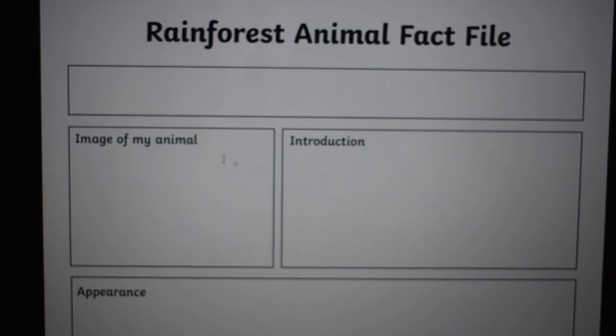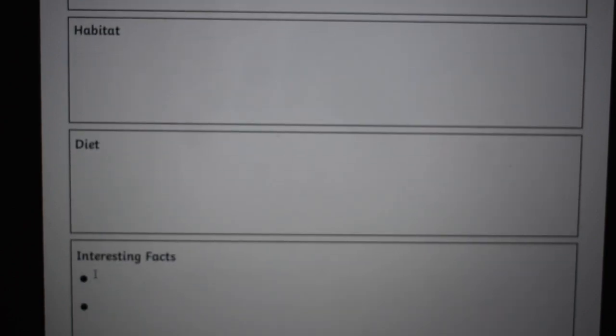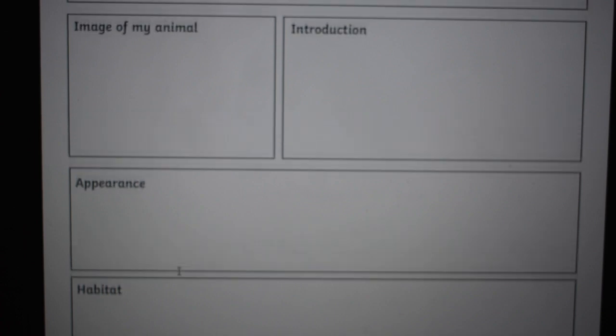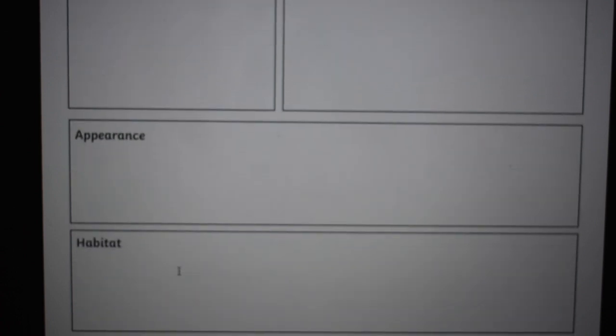So you've got image of my animal, introduction, appearance, habitat, diet, and interesting fact. And we've got 2 bullet points here as well. So you're going to be writing up your fact file on this plan here.